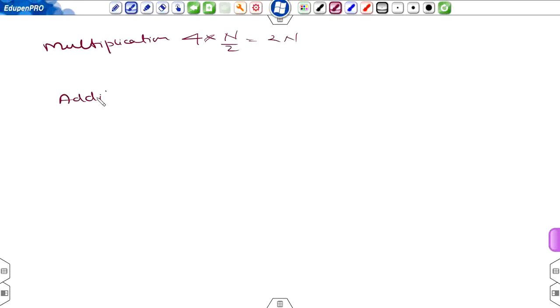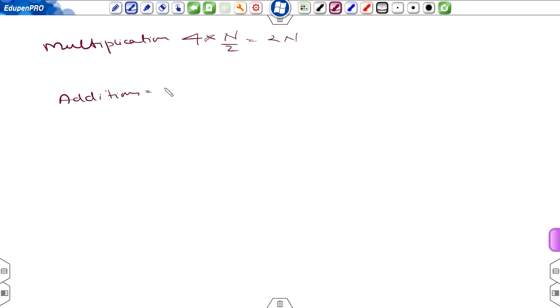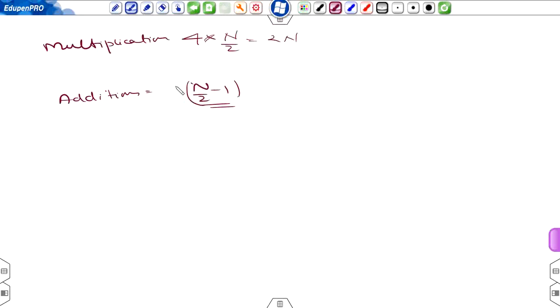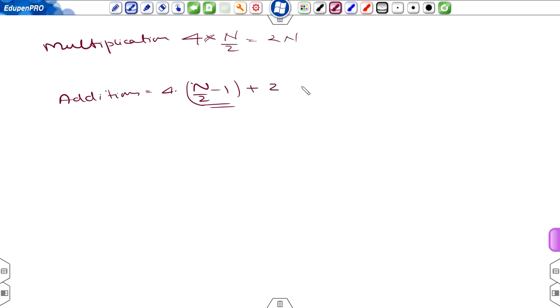And talking about the total number of additions, so these are n by 2 tap filters, and an n by 2 tap filter will perform n by 2 minus 1 additions. So the total number of additions will be n by 2 minus 1, that will be done by one subfilter, and we have a total of 4 subfilters, so into 4, and 2 external additions, or you can say post-additions 2, so that is given by 2n minus 1.